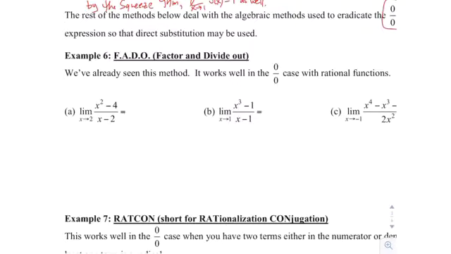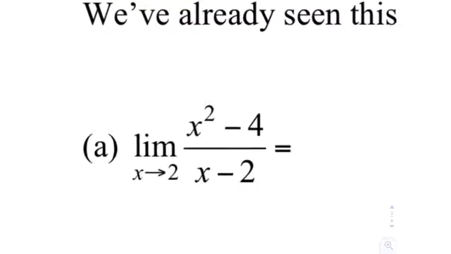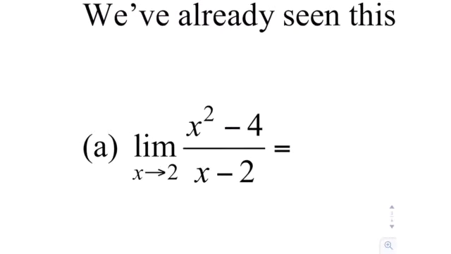We've already seen this method. It works well when you have rational functions. Polynomial over polynomial. You plug in a number and you get 0 over 0. The factor theorem says x minus that number that you plugged in is a factor of that polynomial. So if you plug it in, you get 0 over 0. You factor the top as x minus the number. You factor the bottom as x minus the number. You divide it out and you plug into what's left. For example, A. Plug in a 2 and you get 0 over 0.